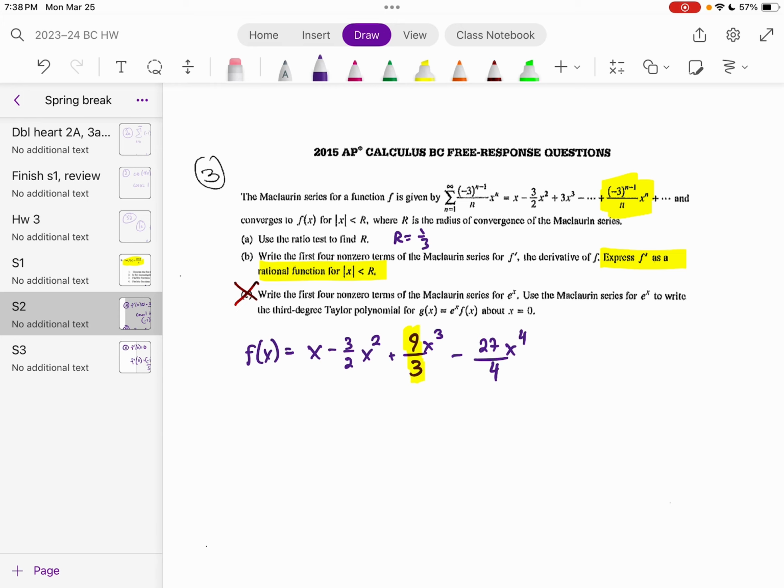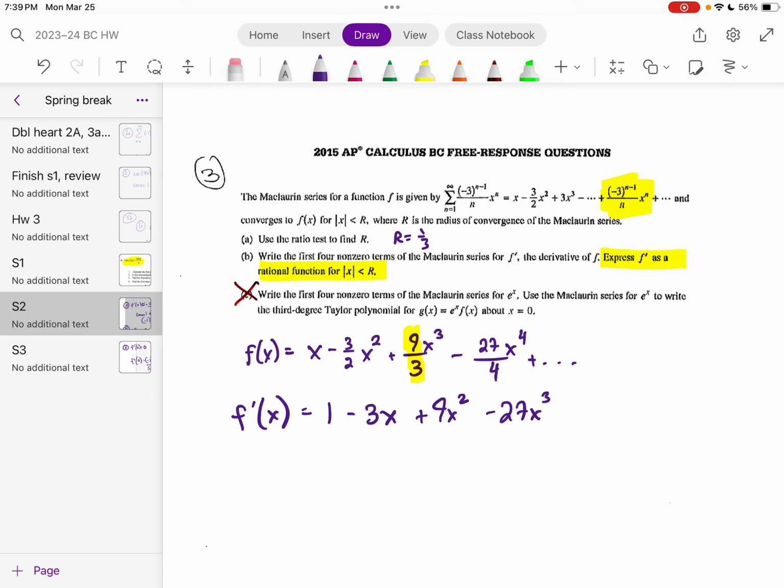Okay, so this is f of x. I've written out 4 terms, right? Obviously, there's a dot dot dot here. So my first derivative here, well, that's going to be kind of easy, right? It's just going to be 1 minus 3x plus 9x squared minus 27x cubed. Okay, those are my first 4 terms. We're done. Express f prime as a rational function when x is inside that radius of convergence.